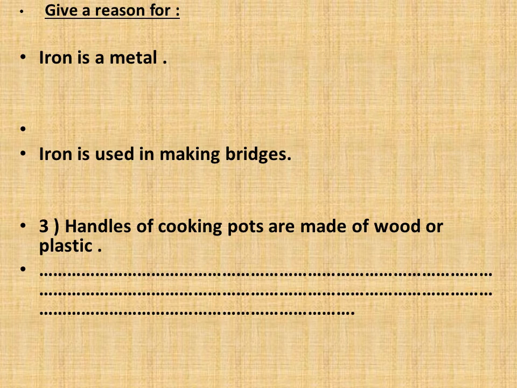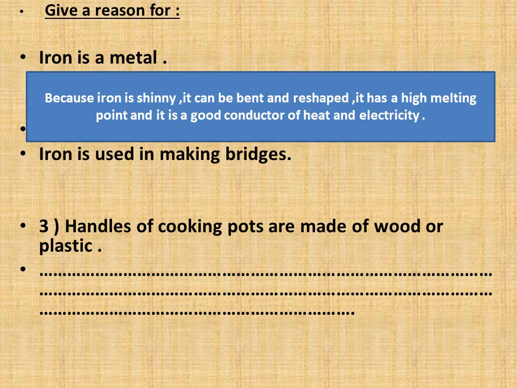Give a reason for. Number one, iron is a metal. Why iron is a metal? Because iron is shiny, it can be bent and reshaped, it has a high melting point, and it's a good conductor of heat and electricity. So we will write the properties of metals.